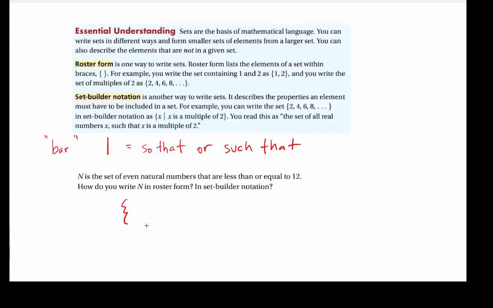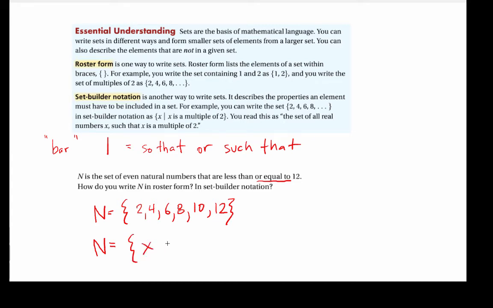That's okay. All right, so even natural numbers: 2, 4, 6, 8, 10. Do I put 12 in here? Yes, I do, because of the less than or equal to. There's my set. Capital letter, italicized in the text print, but we'll just use a capital letter N. So there's roster notation.